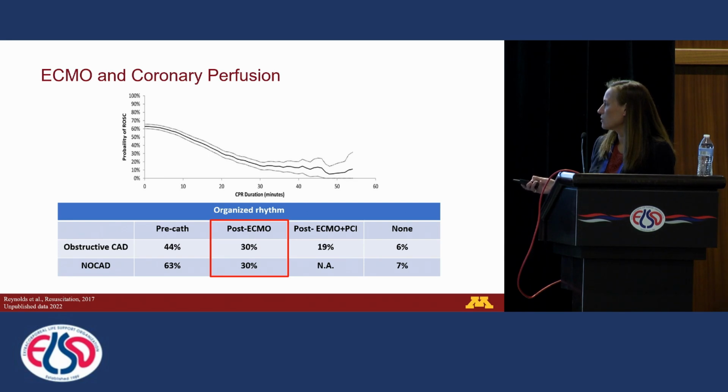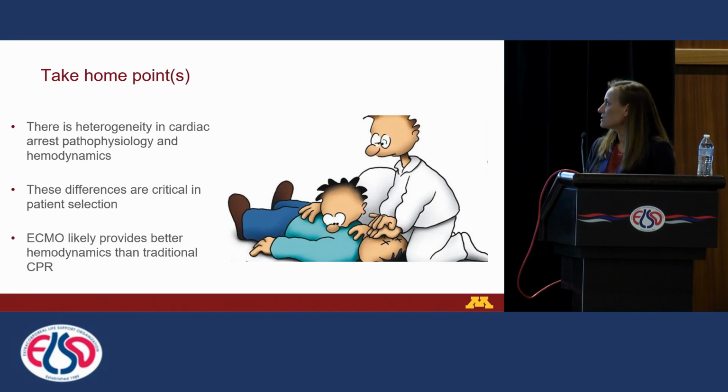There are those with coronary obstructive disease and non-obstructive disease, and if you look at this area here in the red box, this is the patients that we placed on ECMO, and within 2 to 3 minutes and 2 to 3 shocks, so very immediately post cannulation with no other interventions, 30% in both of those groups achieved an organized rhythm. So this suggests that doing nothing other than providing flow, presumably to the coronaries, allowed us to develop an organized rhythm.